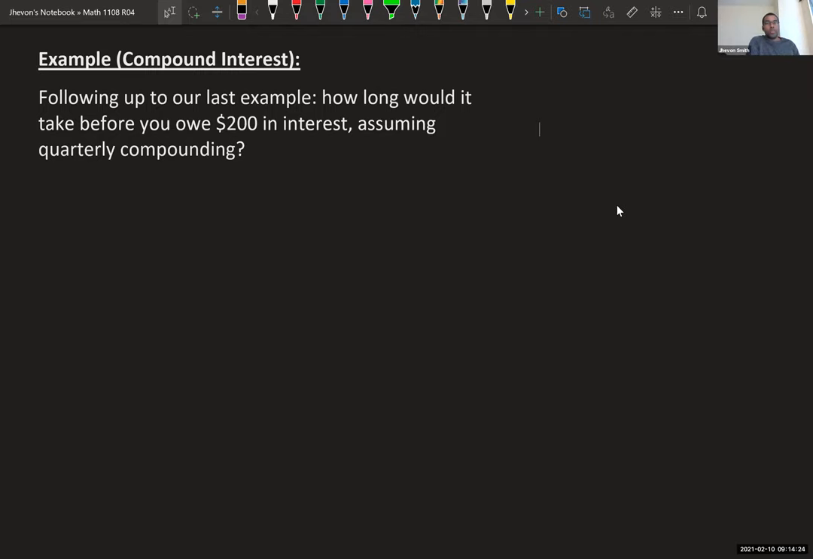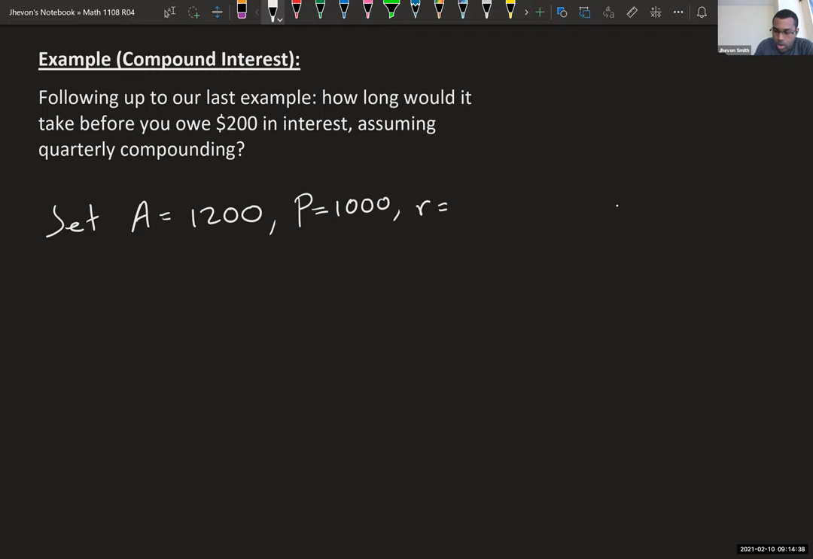I would set A to be 1200. Okay, set the amount to be 1200. Yeah, because that's what you want to pay back, yeah? We know P, you borrowed 1,000. We know R, the APR is 0.095. N equals 4, it's quarterly. What is T? I would say it is X or unknown. Right, it's unknown. That's literally what we want to find. Let's not throw in another variable. Let's just leave it as T.